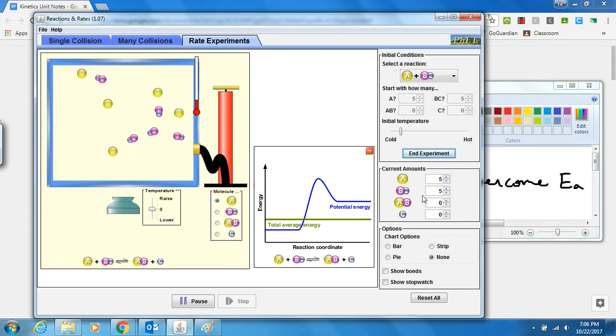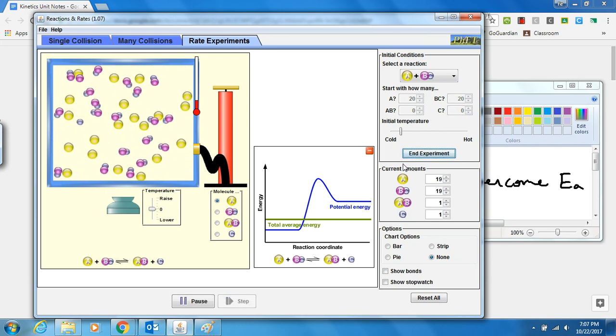We'll wait for just a second and see if we have any effective collisions. All right, I'm not quite seeing any. So let's just end this experiment and let's try to alter something in this experiment. So instead of starting with 5 of A, let's start with maybe 20. Let's start with maybe 20 of these as well. Now our initial temperature is pretty cold, all right? Let's begin our experiment and let's see if we have any of those collisions that are effective.